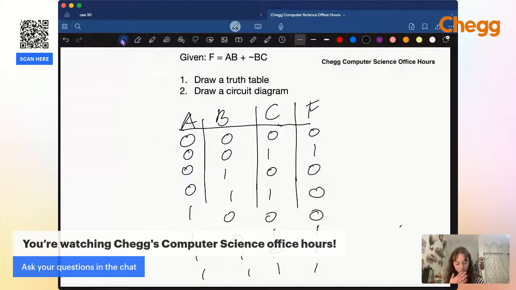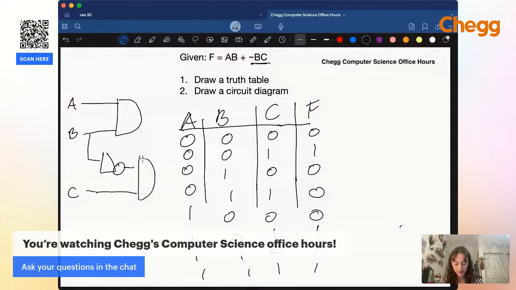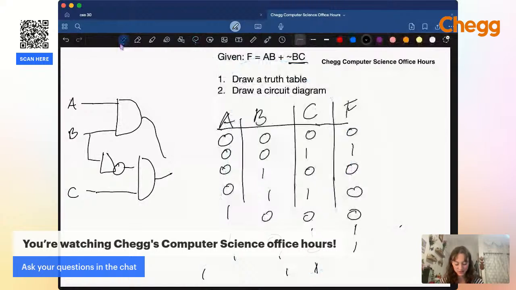Okay, so that's our truth table. And then the circuit diagram, we have 3 inputs: A here, B, and C. We want to AND A and B, and we want to AND not B and C. So I'm gonna move C down a little bit, and then we can add in a NOT gate, which looks like that, and then add another AND gate, and then we can connect those to an OR gate, and that will output F. So that gives us A and B, or not B and C.